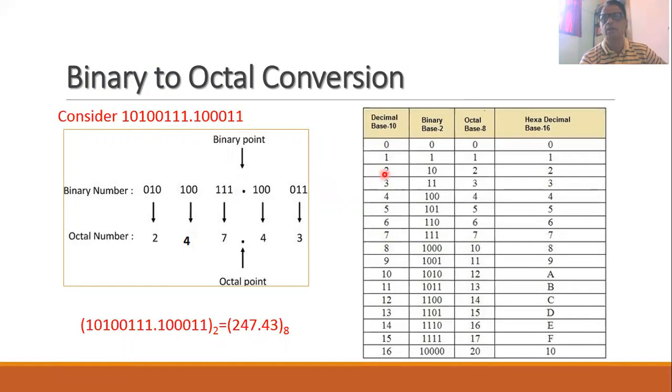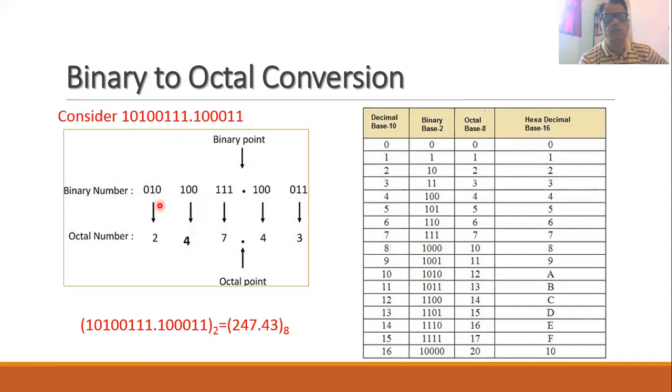This table we have already discussed in the session on number systems. So when you check for 111, you will find that the corresponding octal digit is 7. Therefore, this group is represented by 7. The second group is 100. So 100 is represented by the octal digit 4. Therefore, this 100 will be replaced by 4.